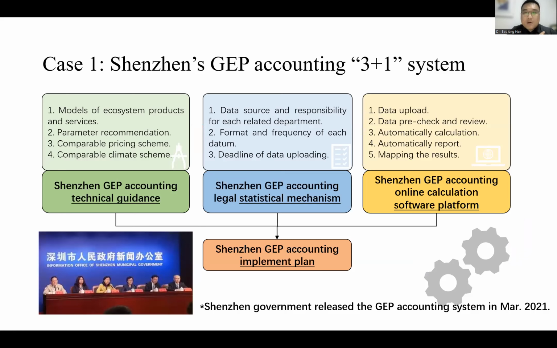3 means 3 technical support means. First, the local government released their GEP accounting technical guidance, telling people how to calculate GEP. The second is they built a statistical mechanism to collect all the data they need for GEP accounting. And the third is they built a software platform for people to calculate GEP with professional software even more easily. And the last one is the Shenzhen government released an implementation plan, which involved more than 20 different government departments to upload their data for this city's gross ecosystem product accounting.